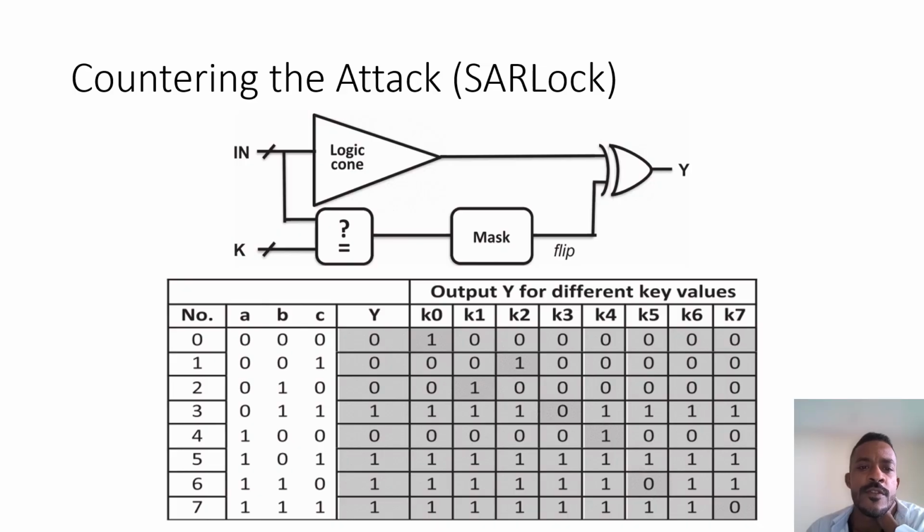So just to give you a sense of the types of solutions that have been considered, I'm going to walk you through one example. This paper was published 2 years after the SAT attack paper was published. It was an attempt to defend against the attack. So what's going on here? We have our key, we have the input. This mechanism basically just checks whether the key is equal to the input. If they're equal, the output of the circuit is flipped.